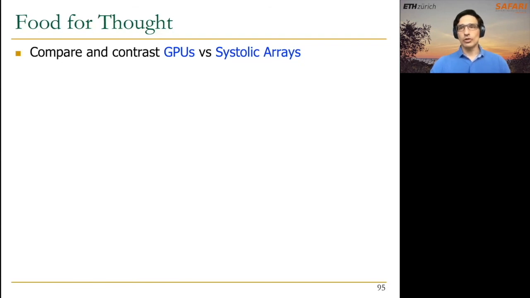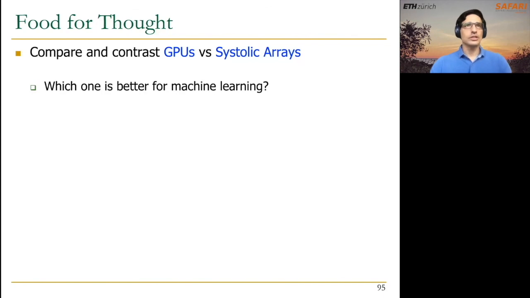It's something for you to think about. Would it be possible to maybe embed small systolic arrays inside the GPU, or maybe make the systolic arrays more general purpose to have, let's say, more flexibility when it comes to executing other types of workloads different from matrix multiplication or this kind of regular computation? This is something that you can think about by yourself. And also try to answer these questions.